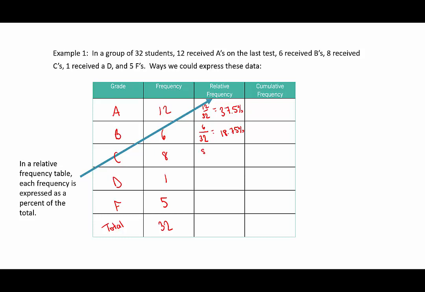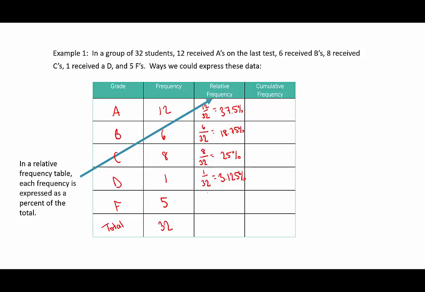There were 8 C's. So I'm going to say 8 out of 32. I know that 8 out of 32 happens to be a quarter, and I know a quarter is 25%. If you don't know that off the top of your head, you of course just do 8 divided by 32 times 100, and you should get 25%. This is 1 out of 32, and 1 divided by 32 times 100 would be 3.125%.